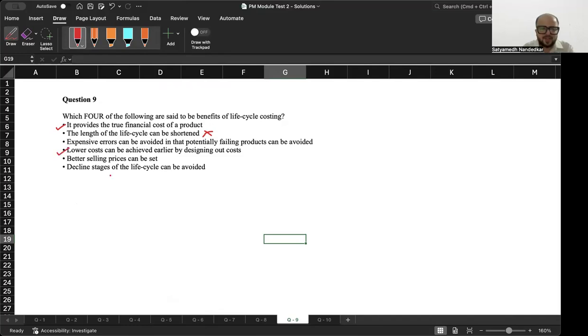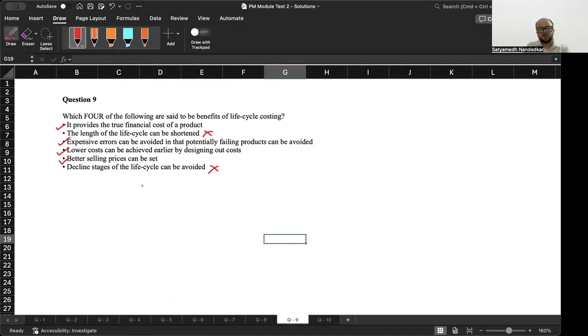Then better selling prices can be set. Yes, maybe because it will give you a realistic number of the total cost incurred. Decline stage of the life cycle can be avoided. No, you cannot avoid the decline stage. And expensive errors can be avoided in that potentially failing products can be avoided.